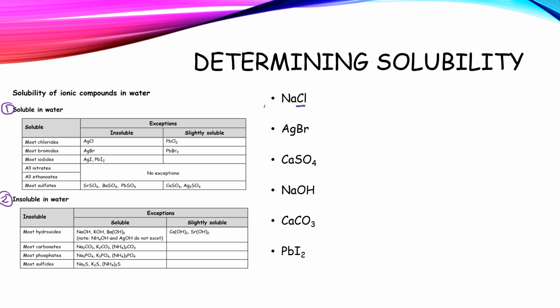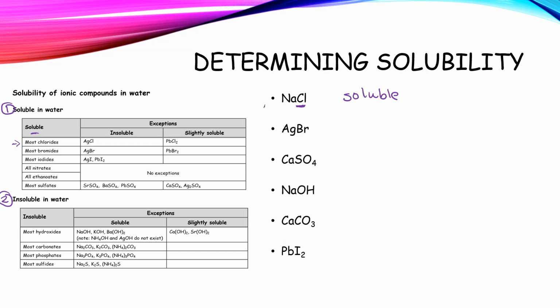So, how do you work the table? You look at the anion. So the anion of sodium chloride is the chloride ion. You go to the tables and you find, oh, there's most chlorides, and most chlorides are soluble, except for silver chloride and lead chloride. So our sodium chloride is soluble.